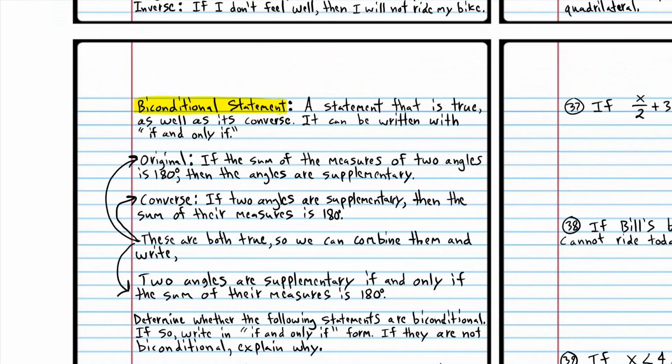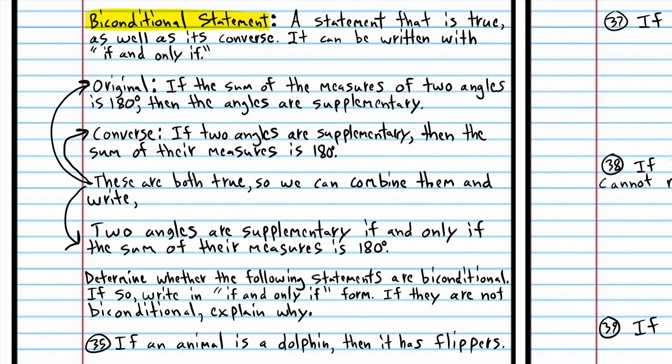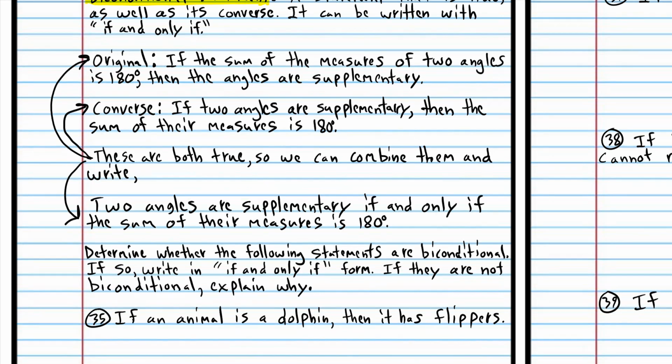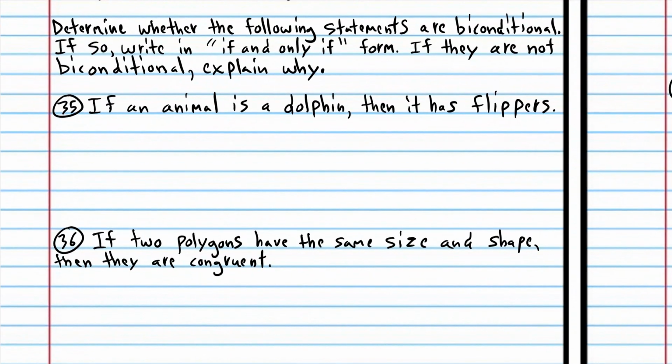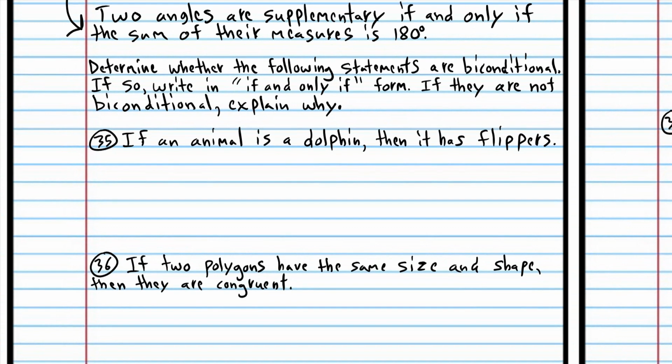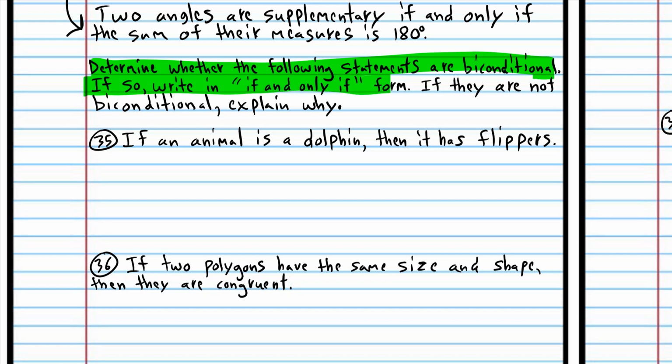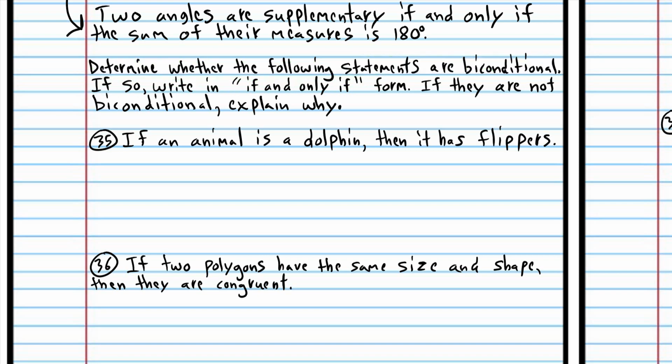All right, so you might want to take a screenshot of that because we're going to do some problems now to practice with biconditional statements. Determine whether the following statements are biconditional, and if so, write them in if and only if form. If they're not biconditional, explain why. So number 35, if an animal is a dolphin, then it has flippers.